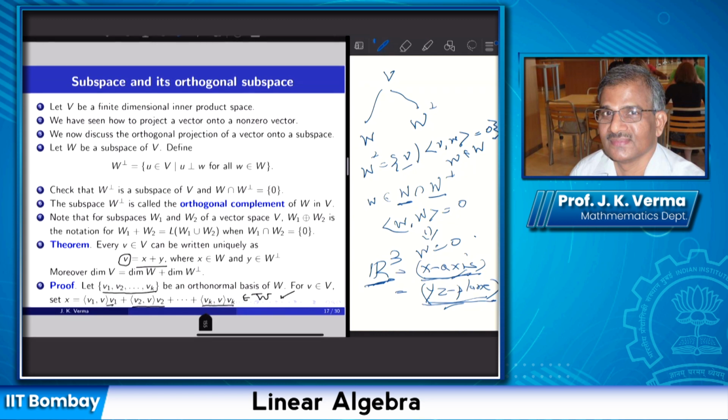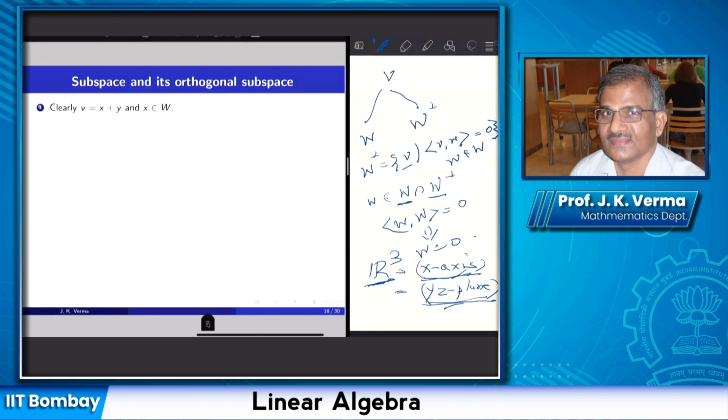And now I will take y to be V minus x. Once I have determined x, then y is forced on us. y is V minus x. So x is constructed out of V and y is V minus x. Now what we have to prove is that this is the desired decomposition. x is coming from W. I want to show that this y is coming from W perp.